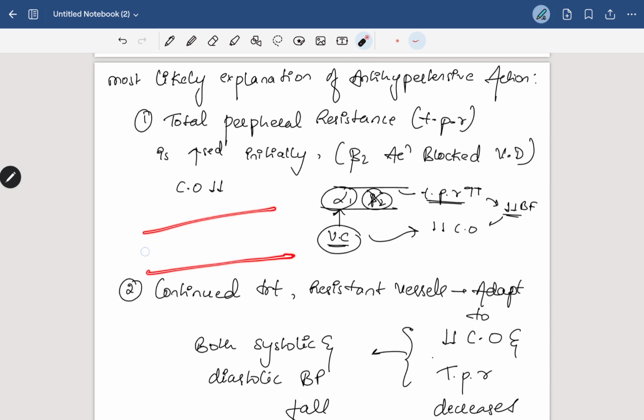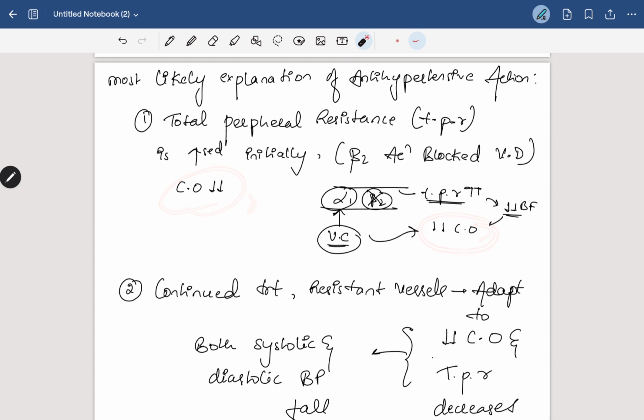Like, this is the blood vessel. What do you mean by total peripheral resistance? Because of blood flow, there's resistance occurring on this blood vessel. This resistance is increased. Why? Because there is no dilation taking place. Makes sense, right? And alpha 1 usually does contraction, vasoconstriction. So the total peripheral resistance is initially increased, because of which the cardiac output is also decreased.